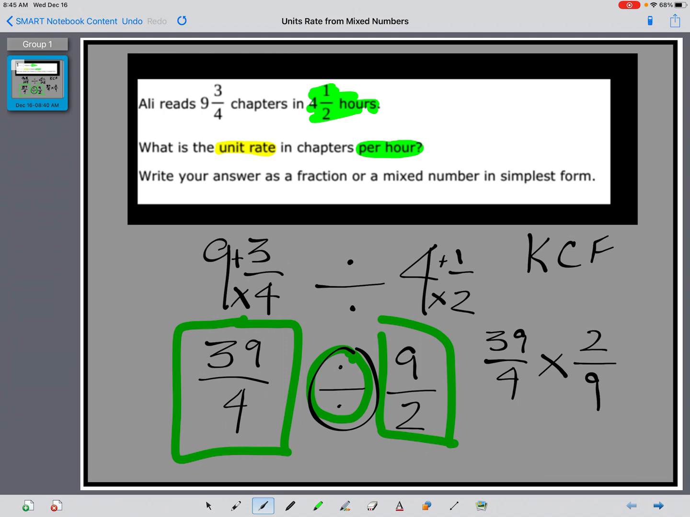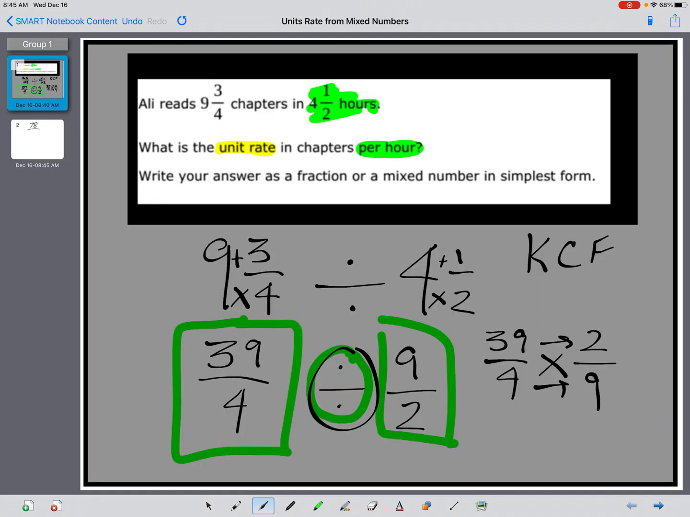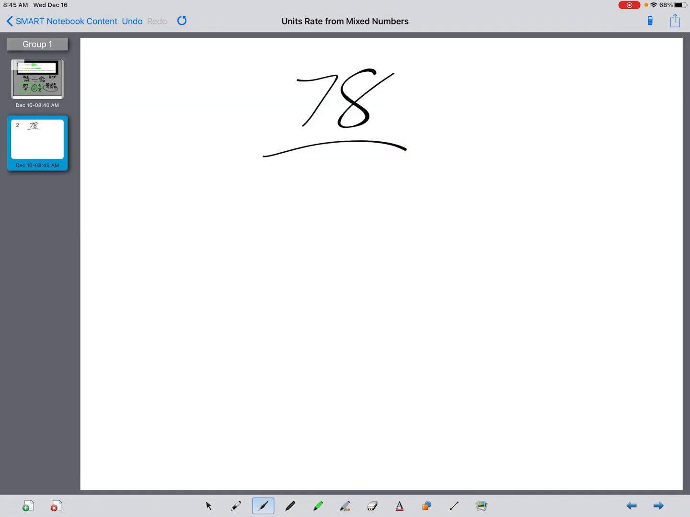And so we'll do 39 times 2. Let's make a new slide here. So 39 times 2 and 4 times 9. Okay, so we're left now with 78. That's the 39 times 2. And then the 9 times 4, right? 4 times 9, that's 36. Okay, and now it's time to simplify.